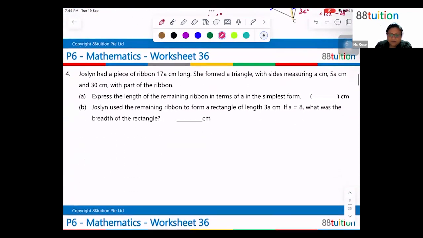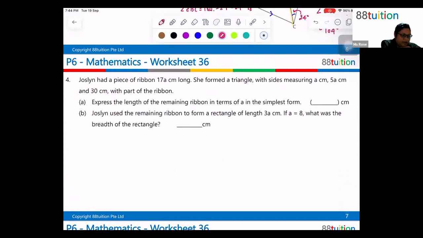All right. Next question, number 3 is an algebra question. It says here, Jocelyn had a piece of ribbon 17A cm long. She formed a triangle with sides measuring A, 5A and 30. Let me just quickly sketch. It doesn't matter how the triangle looks like. A triangle is a triangle, okay?